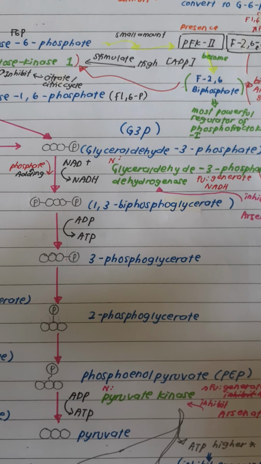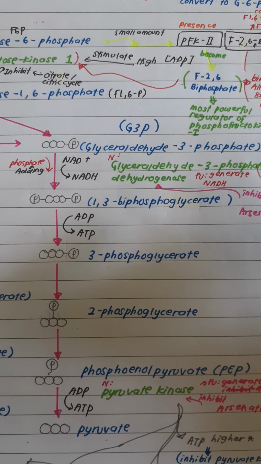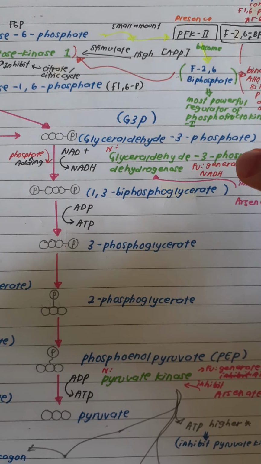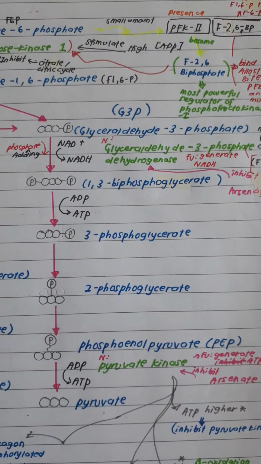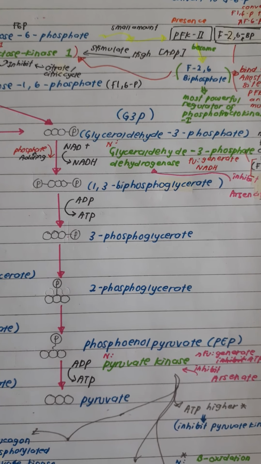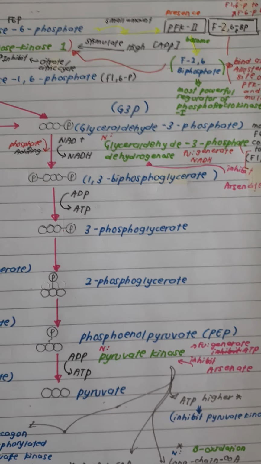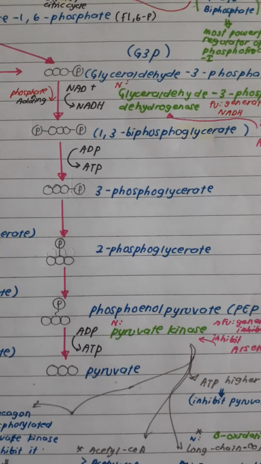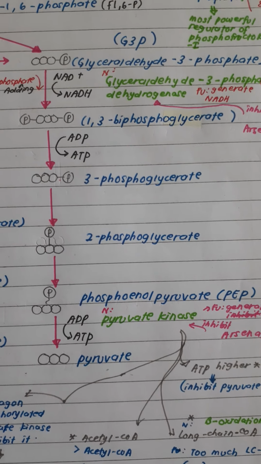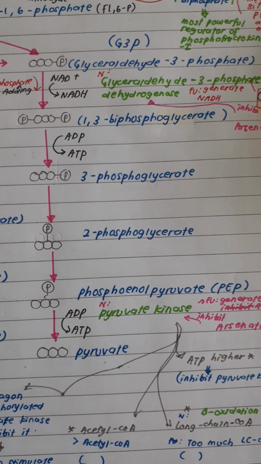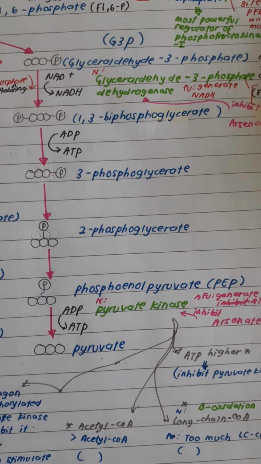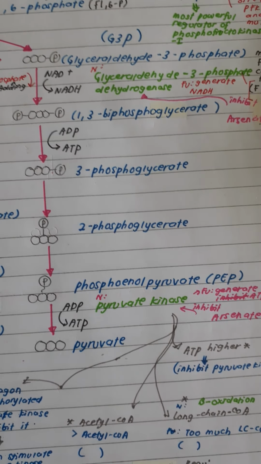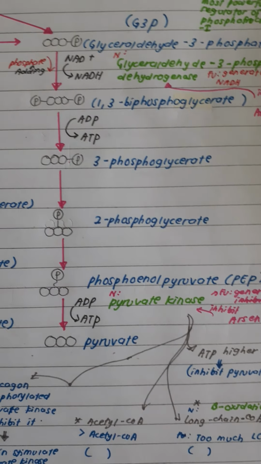G3P is converted into 1,3-biphosphoglycerate. 1,3-biphosphoglycerate is converted into 3-phosphoglycerate, and 3-phosphoglycerate is converted into 2-phosphoglycerate, and before becoming pyruvate, 2-phosphoglycerate is converted into phosphoenolpyruvate, which we call PEP. And lastly, PEP is converted into pyruvate.